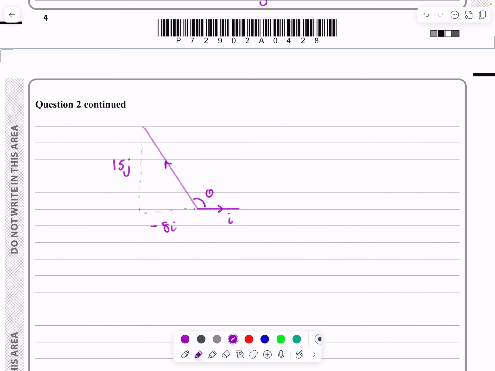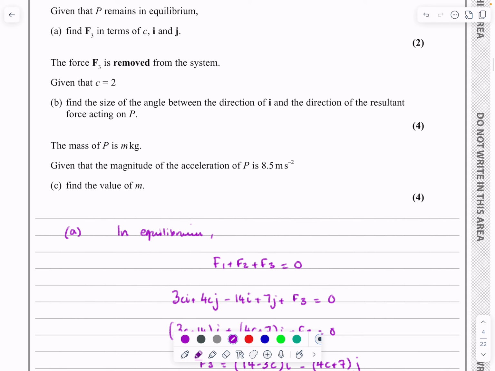Theta, I can't work that out yet, but what I can do is I can work out alpha there because that's just using SOHCAHTOA. So tan alpha is equal to 15 over 8, which means that alpha works out to be 61.93 degrees. And if that's true, theta is 180 minus 61.93. So that works out to be 118.07 degrees for theta. Did it say anything about how accurately it wanted it? No, it didn't say anything, so I can leave it as that if I need to.